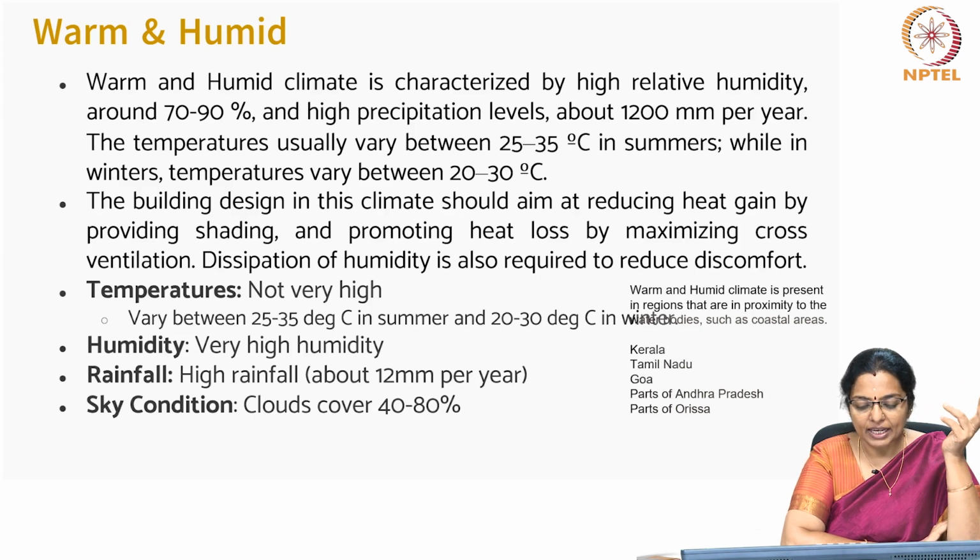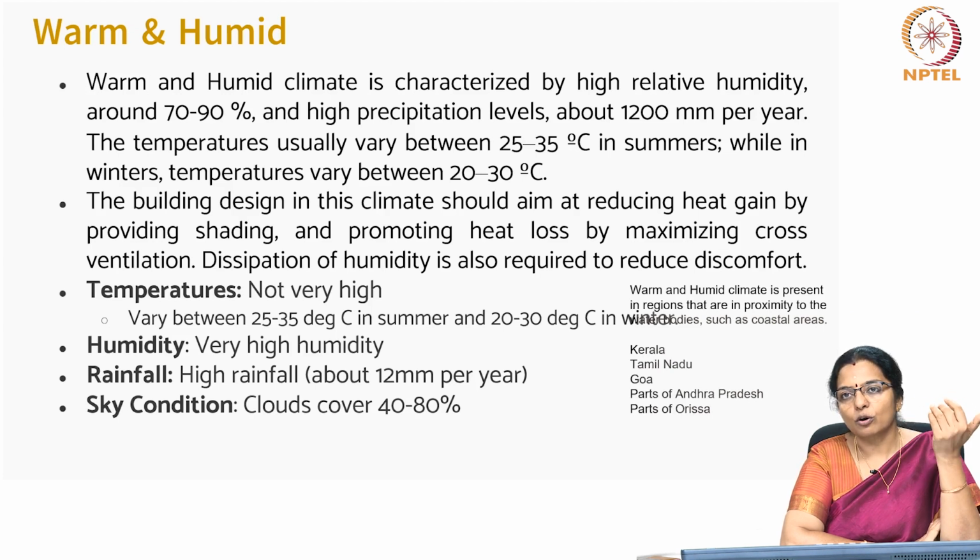Temperatures may not be very high, it's not as high as hot and dry. It varies between 25 to 35 degrees centigrade in summer and 20 to 30 degrees centigrade in winter. But the humidity is very high. There is very high rainfall and the cloud cover is 40 to 80%, which causes more sultriness. Warm and humid climate is present in regions which are in close proximity to coastal areas.